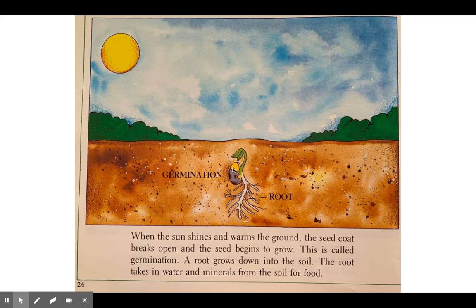So we can see the seed, this bean, we can see the seed coat has kind of gotten off the seed. We see the bottom part of it, the yellow part. It's starting to sprout, its stalk is growing, and its roots are growing. And this whole process is called germination.